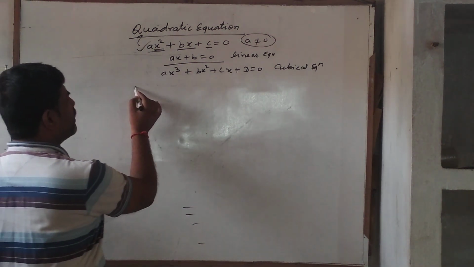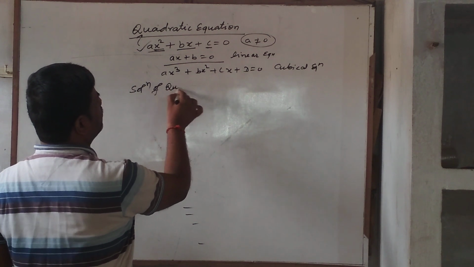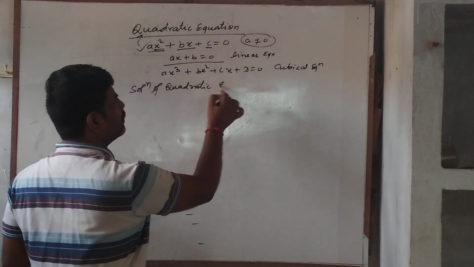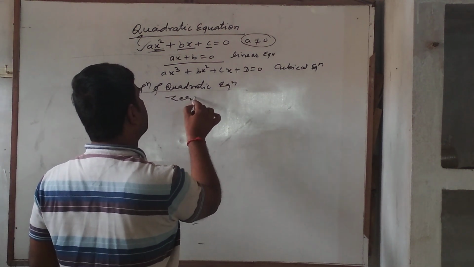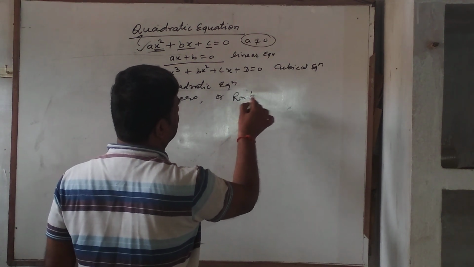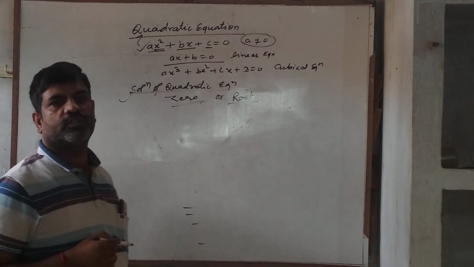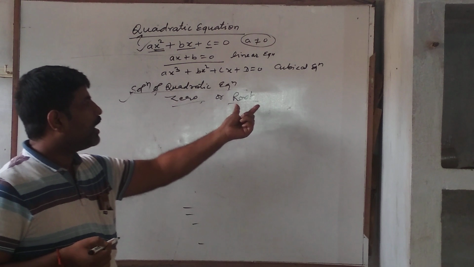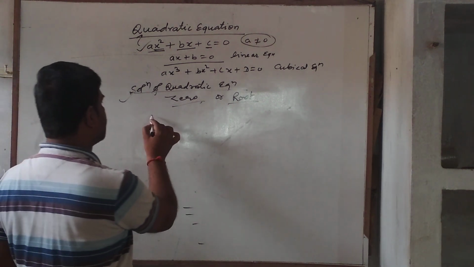Then what is the solution of the equation? The solution of a quadratic equation is also called the zeros of the quadratic equation, or it is also called the root of the equation. Two words we use for the solution. So you can say it is the solution of the quadratic equation, you may say it is the zeros of the quadratic equation, or you may say it is the root of the quadratic equation.